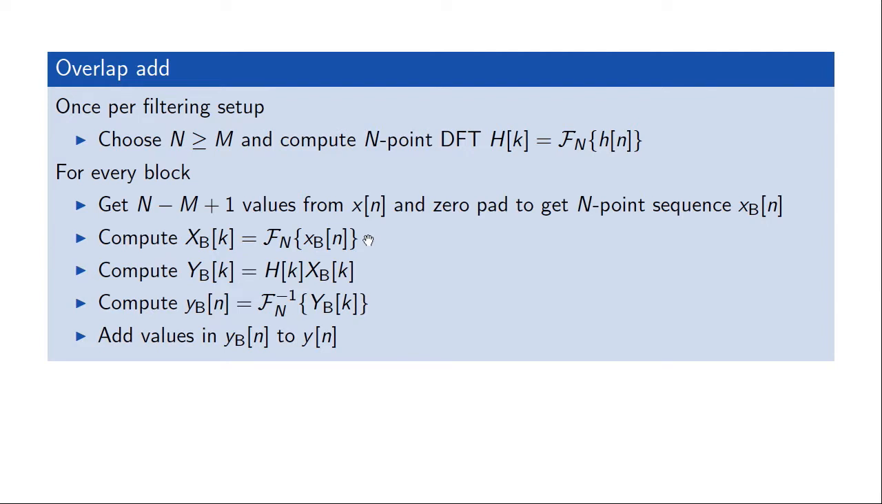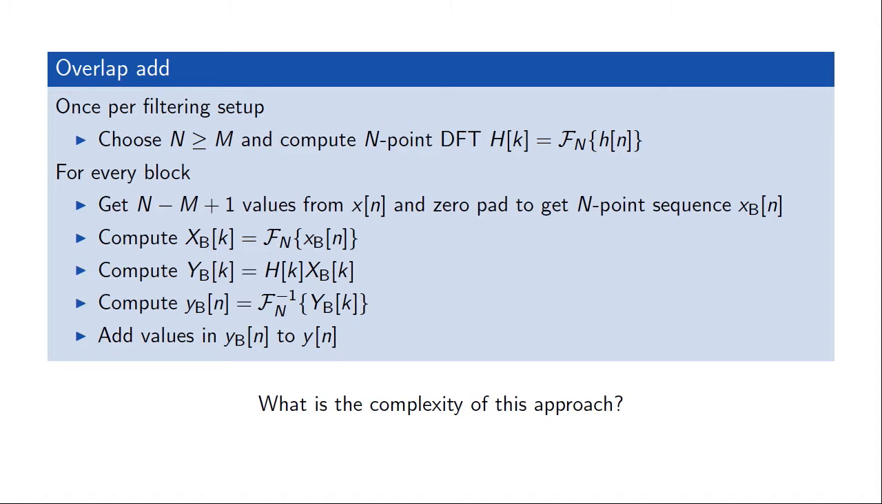We compute the discrete Fourier transform using the FFT algorithm. We multiply in the frequency domain. We compute the inverse transform to get back into the time domain. But unlike the overlap save, instead of saving the values in yb, we take all of the values in yb and we add them to y of n.